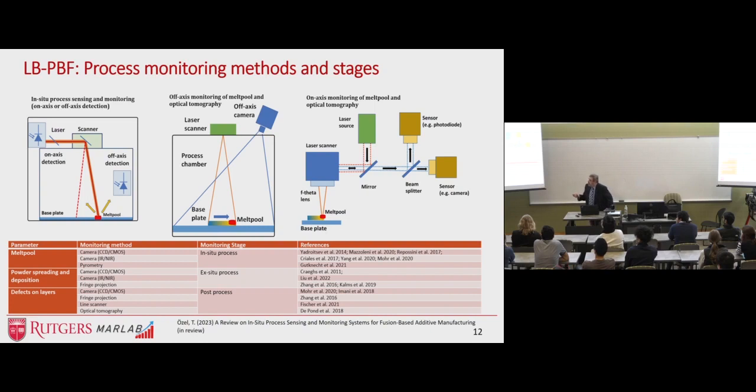The ex-situ method is essentially when we are preparing the in-situ process, right? For example, spreading the powder, or a layer is printed and we would like to see the roughness on the surface. The surface topography analysis is ex-situ. Post-process means that the part is built, you blow the powder and you take the part out. Now you're looking at the part. You're looking at the microstructure, surface roughness, and so forth. And that's also considered defect analysis, looking at defects on layers.